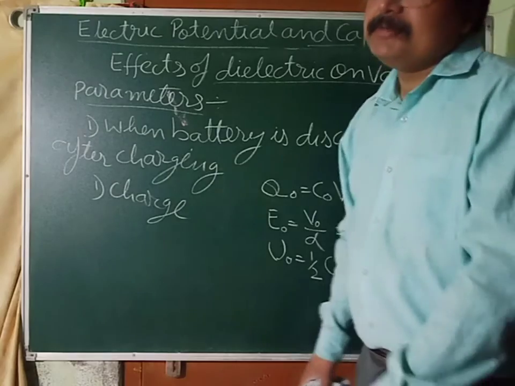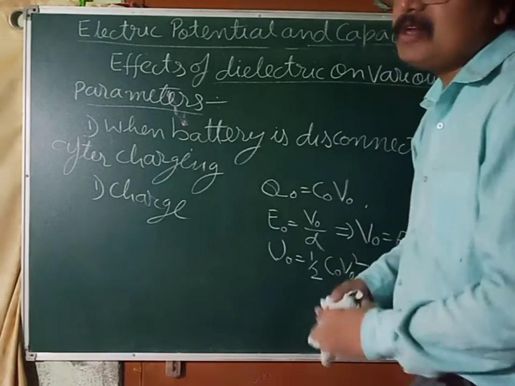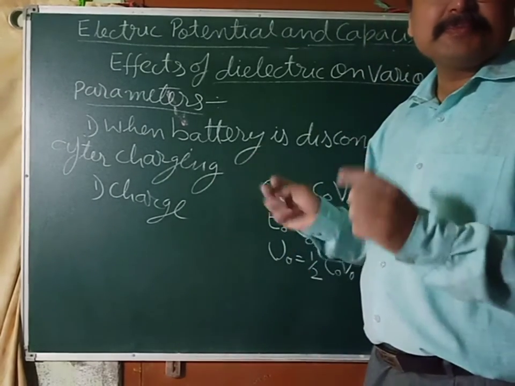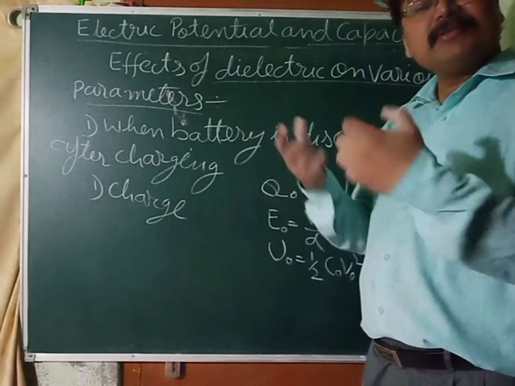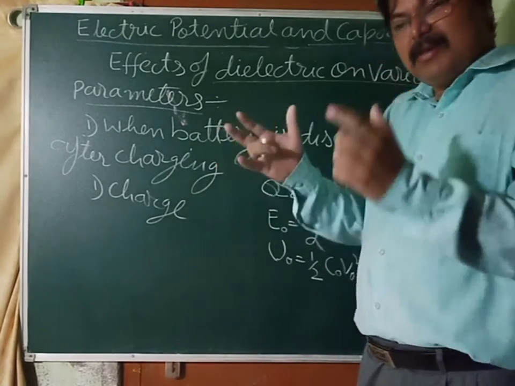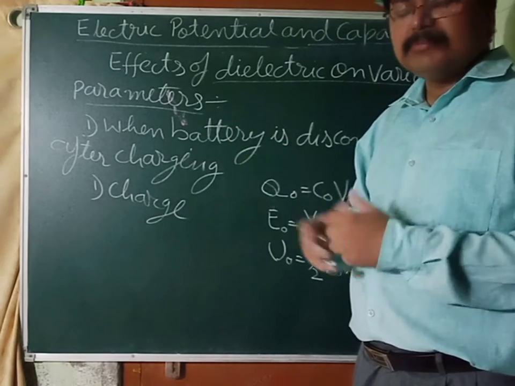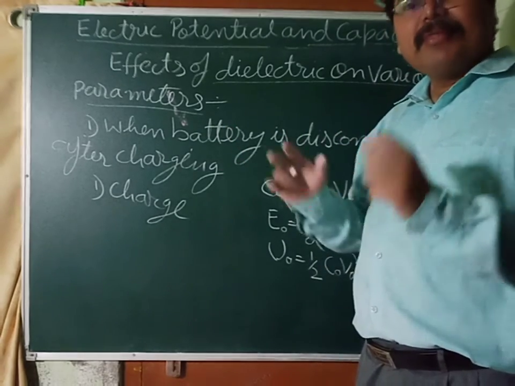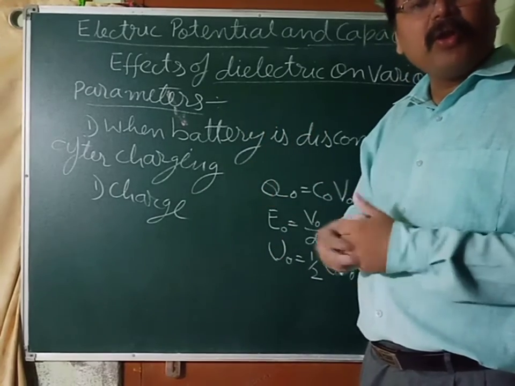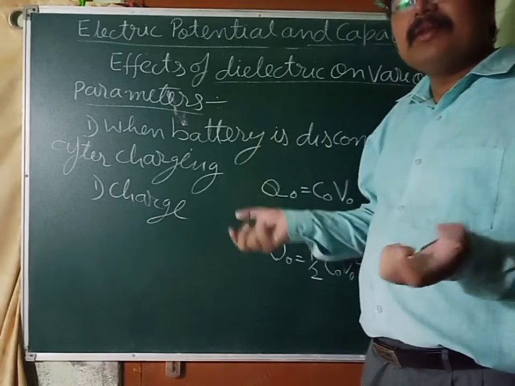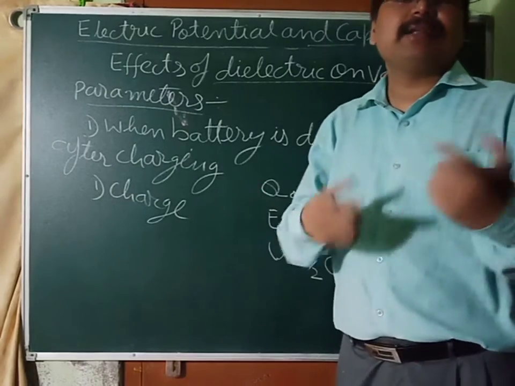See, my dear children, from where do the plates of the capacitor get the charge? Obviously, it comes from the battery. So, when the battery is disconnected, will they get the charge from somewhere? No. Will they be able to lose charge to somebody? Not at all. So, they are neither going to gain the charge nor lose the charge. So, charge will remain constant.